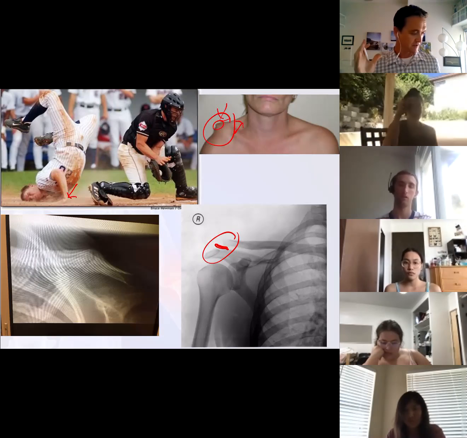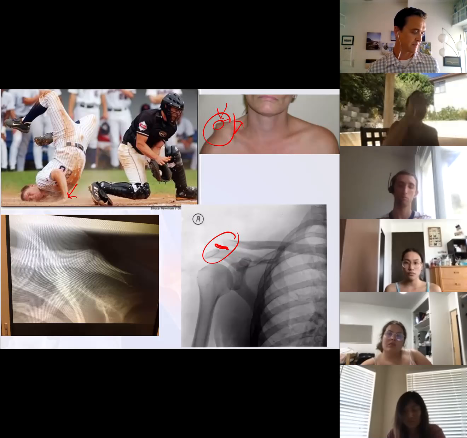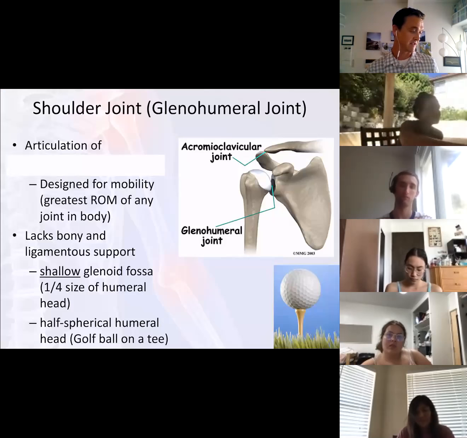So a lot of times you definitely want to get an x-ray with a separated shoulder so you can tell if your clavicle is actually broken or not, or if it's just the shoulder separation. Not just, it still hurts, but it is different treatment. So, okay, so that's that one.